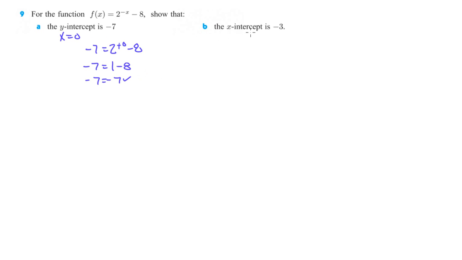And the x-intercept is negative 3. So when we're looking for the x-intercept, that means y equals 0 when x is negative 3. So then we can plug that in. So does 0 equal 2 to the negative negative 3 minus 8? So 0 equals 2 to the third minus 8. 2 to the third happens to equal 8, and 8 minus 8 equals 0. So that is true as well.